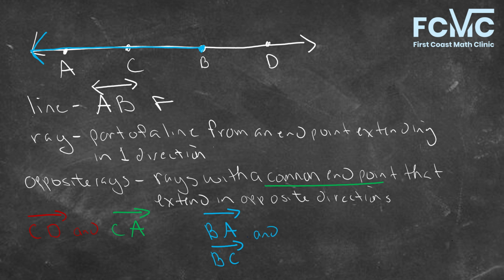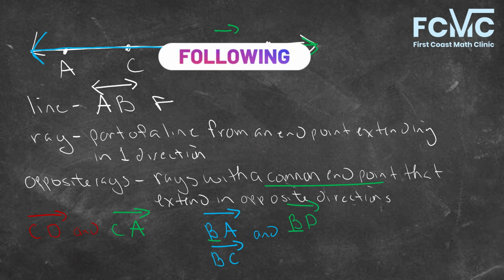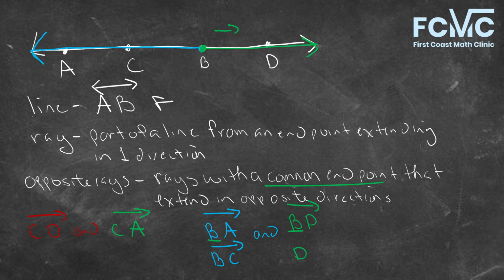And let's name the opposite ray. I'll do this in green. We want a common endpoint, so our common endpoint is going to be B. And we're going to extend to the right because opposite rays have to move in opposite directions. So this is going to be BD. So we have a common endpoint of B and B. And we could also name this DB, with the flat part of our arrow above the B.